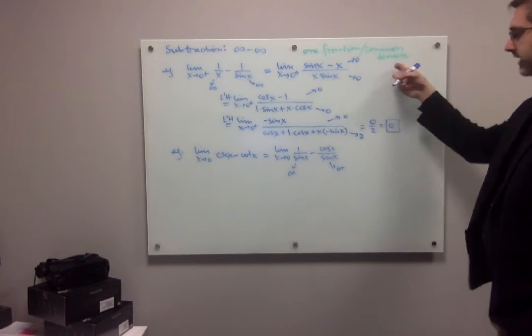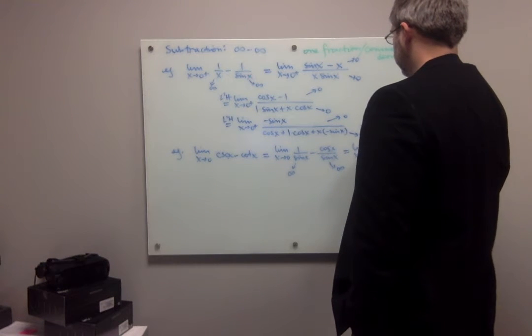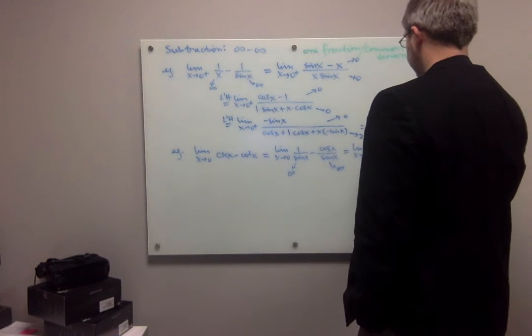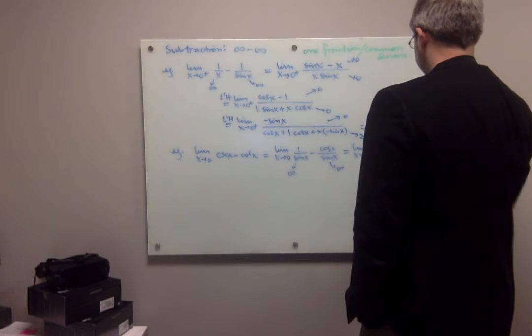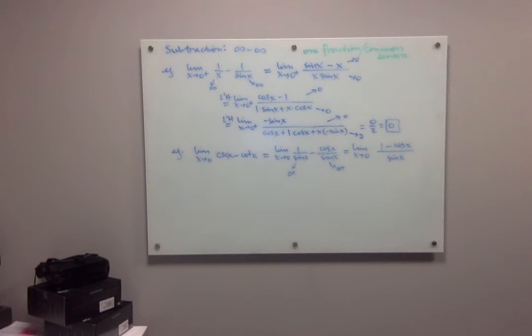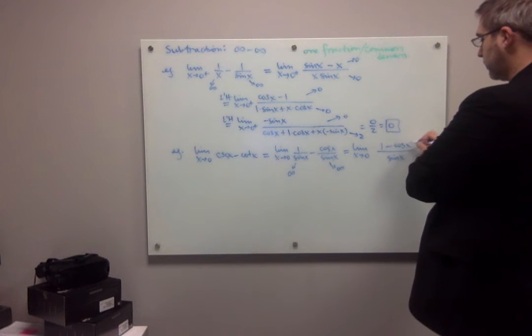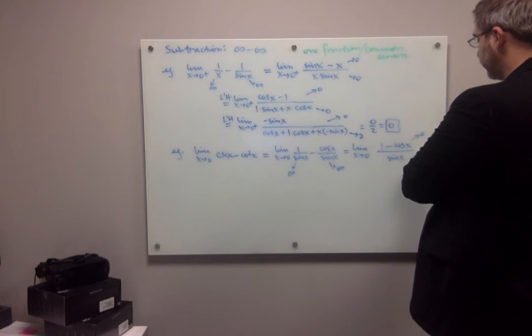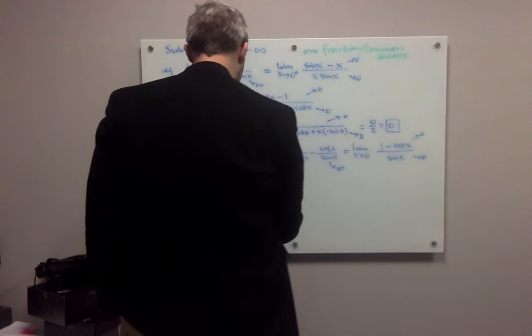So let's get a common denominator, which in this case is super clear. Our common denominator is sine. And on the top I have 1 minus cosine. And what you'll see now is that when x goes to 0, the top, 1 minus 1, goes to 0 and the bottom goes to 0. So again, I'm set up in a perfect situation to do L'Hopital's rule.